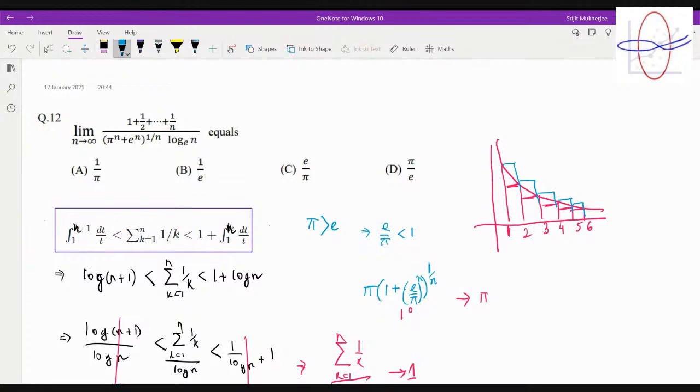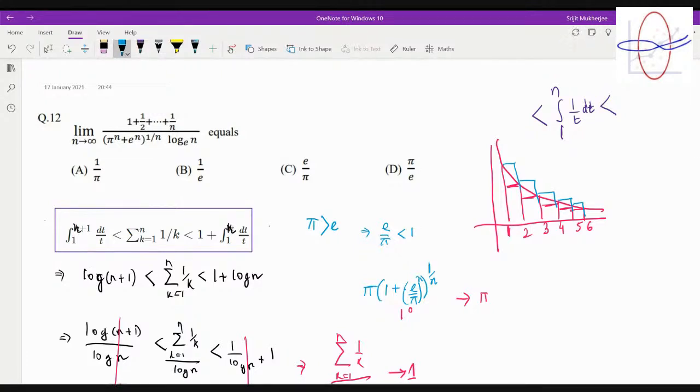Observe that we are getting the following result. This area under the curve is the integration from 1 to n of 1 by t dt. It is bounded by two things. What are the two things? Understand this very carefully. Let me write the upper green one in green.